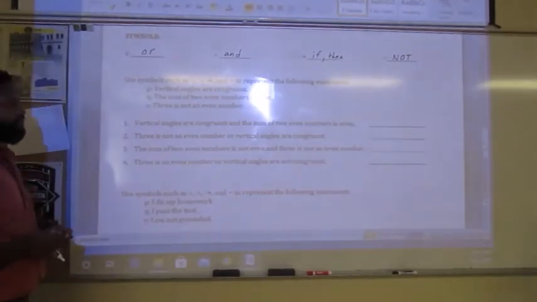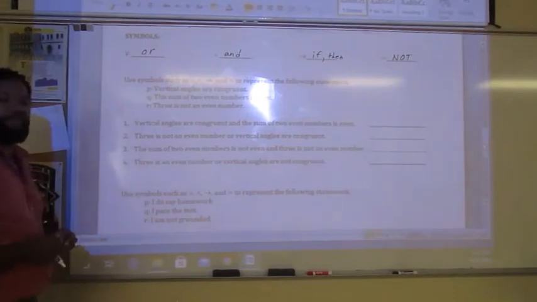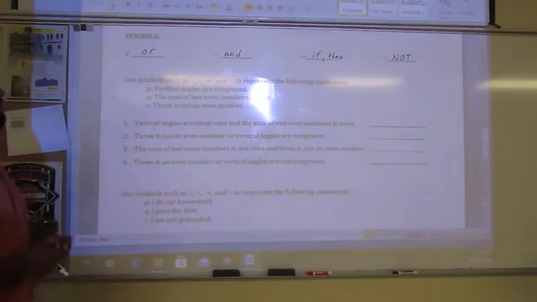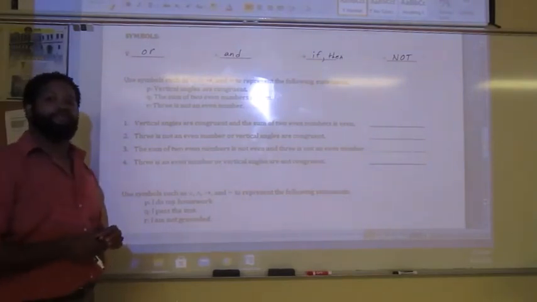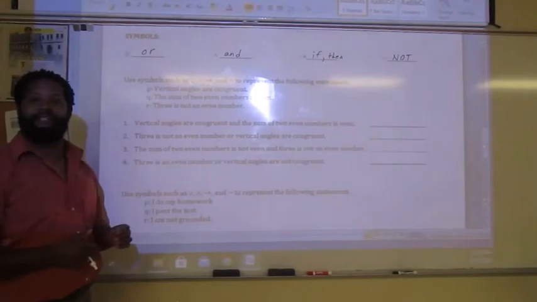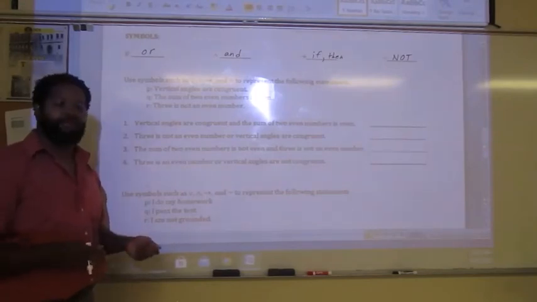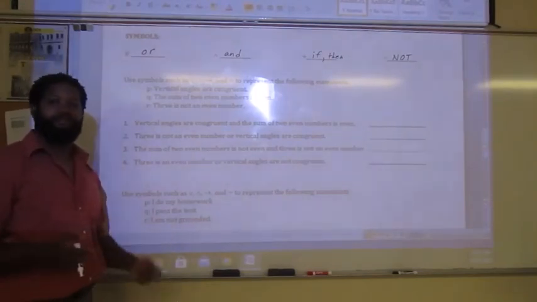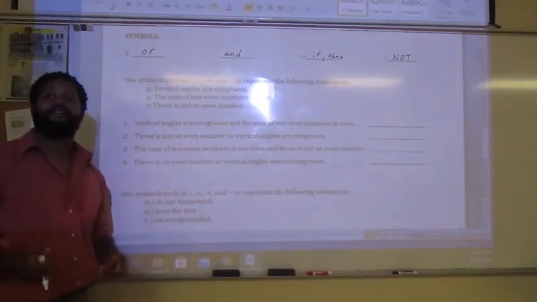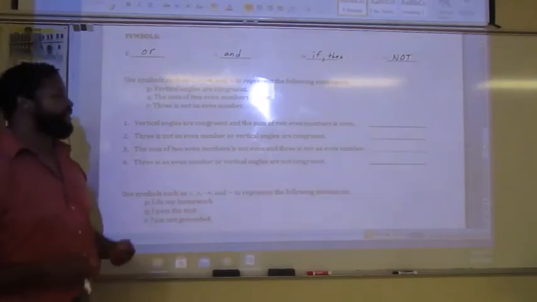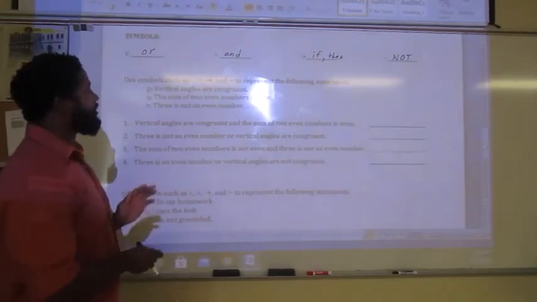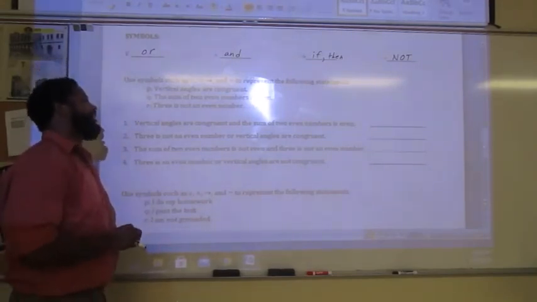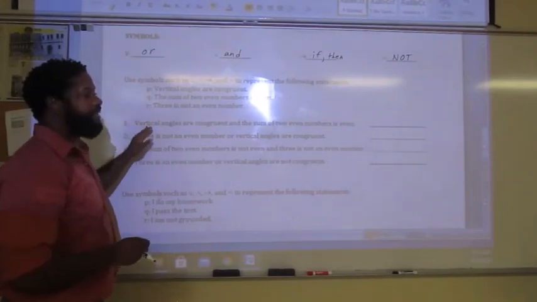So, a couple of these statements are true. Actually, all of them. The sum of two even numbers, like 8 and 4 is 12, 2 and 2 is 4, 2 and 6 is 8. The sum of two even numbers is an even answer. That is correct. So, looking at this, let's write this stuff out.